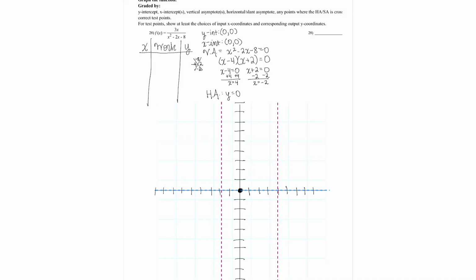So I'm going to go ahead and pick -3 and -4 for the points to the left. I'm going to go ahead and pick -1 and 1 for the ones in the middle. And then I'm going to pick 5 and 6 for the ones to the right. So I'm picking 2 in each region.